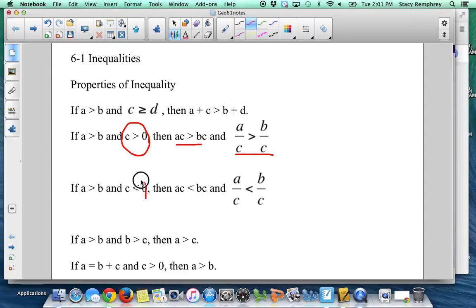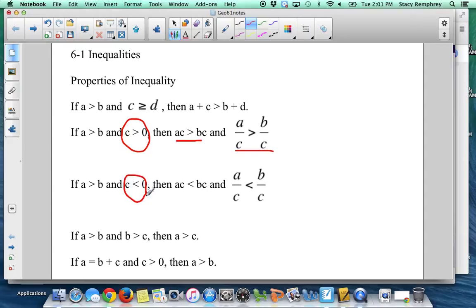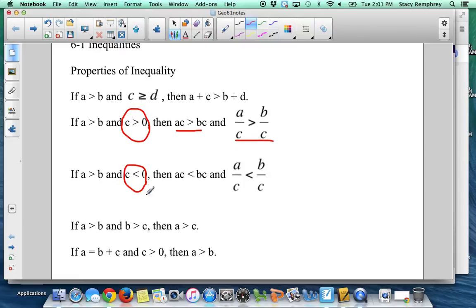Then we have this one over here where if C is less than 0, now C is a negative number. And you had done this before in Algebra 1 and should have discussed why this happens. If you multiply or divide both sides of an inequality by a negative number, then you need to flip the inequality. So you'll see I did that here compared to the original. So that's just a property of inequality.